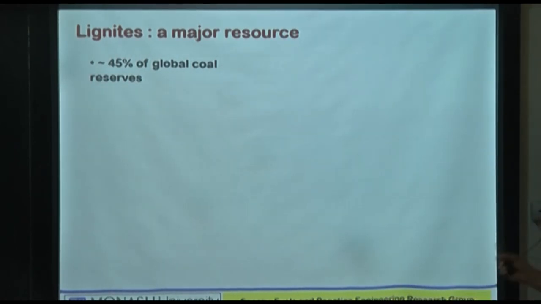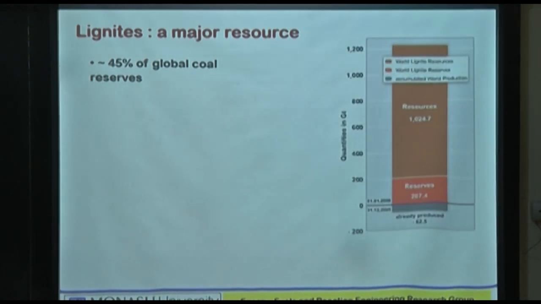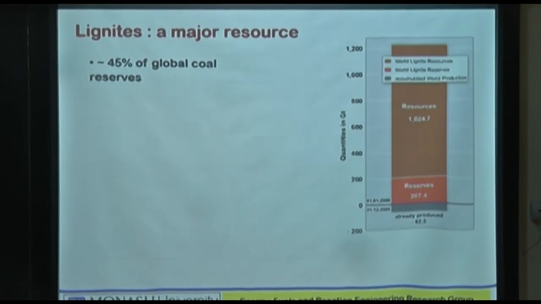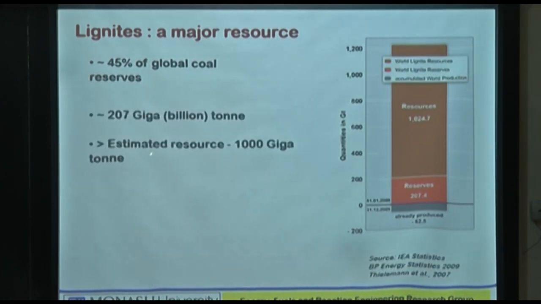I'll come back to drying again. About 45% of the world's coal reserves are low-rank coals, lignites. So this is the resources, reserves, and the accumulated world production. This is actually old data, from 2011 that I took. But more or less, the proportions of them haven't actually changed. The important thing is to realize that it is a massive resource that is still there.